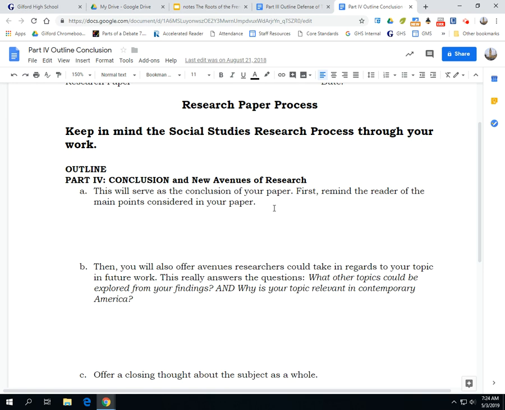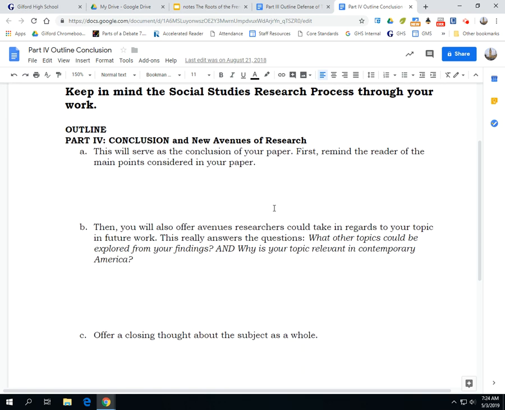And really, the conclusion of your paper should be pretty short. 1 to 2 pages would suffice. It might even be shorter than that, and that's totally fine. So first, remind the reader of the main points that you considered in the paper. Kind of a general overview, just a resummation of the main things that you talked about with your historical evolutions, and just reminding the reader of some of the analysis that you did in part 3.